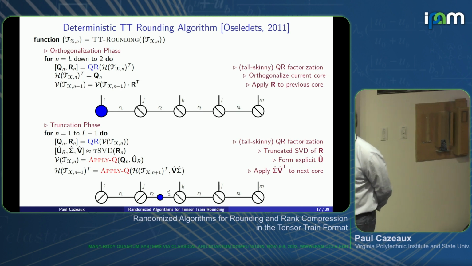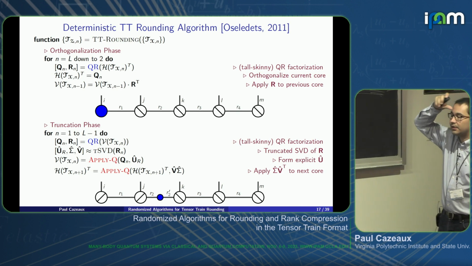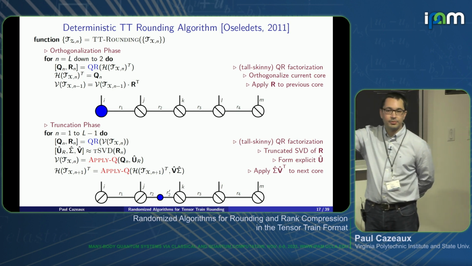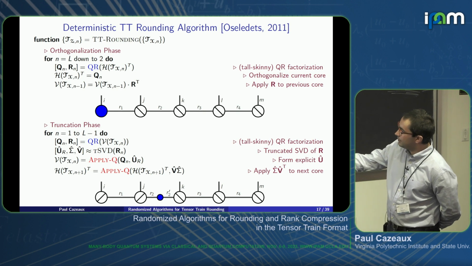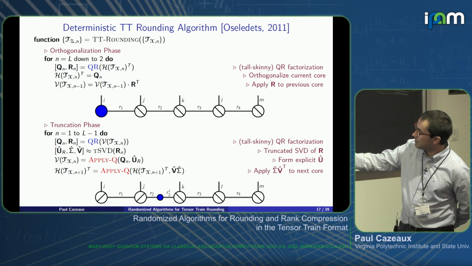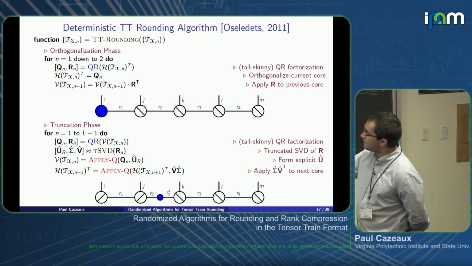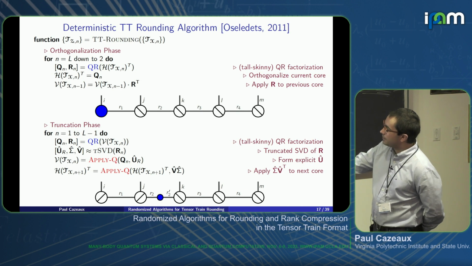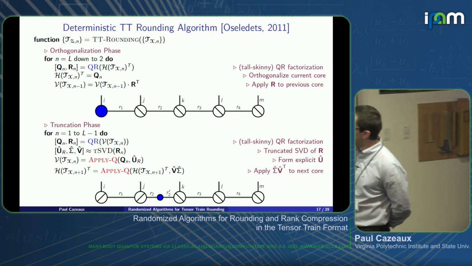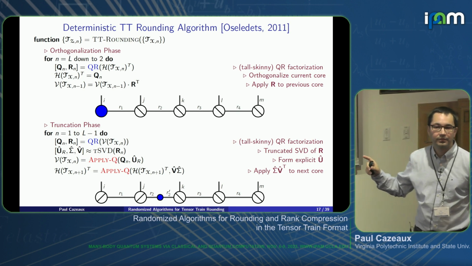So first, let's take a look at the deterministic algorithm. The deterministic algorithm for rounding has two phases. In the first phase, we do a complete orthogonalization sweep of the tensor. So we start from the rightmost one, and going down, we compute QR factorization. So we find an orthogonal basis for the range, iteratively all the way down. So only the first core will not be orthogonal. And once I'm done with that, I can move to the right and use the SVD to truncate.